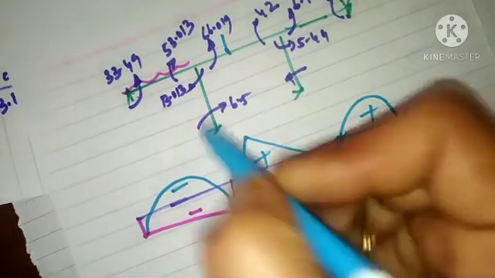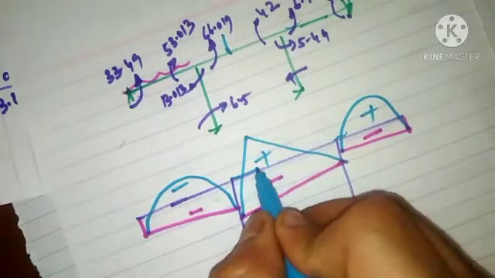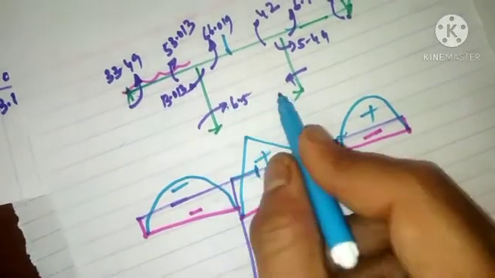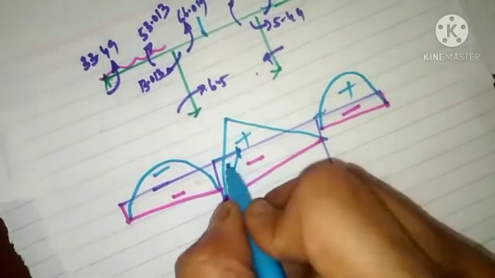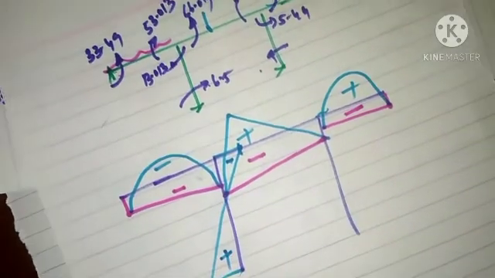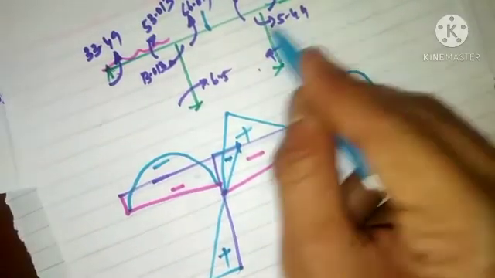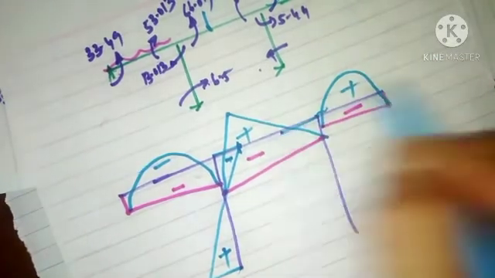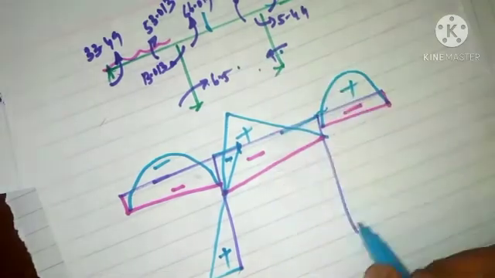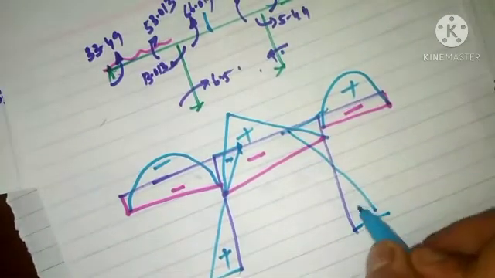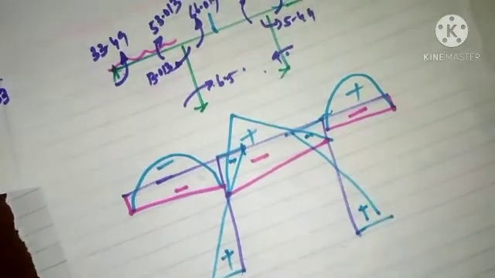Next, it is 13.013 on the left hand side, so the bending moment diagram will come towards the right hand side. Moment is towards the right hand side, so the bending moment diagram will come towards the left hand side. So this is negative, positive. Moment is towards the left hand side, so the bending moment diagram will come towards the right hand side. So this is positive, this is negative.